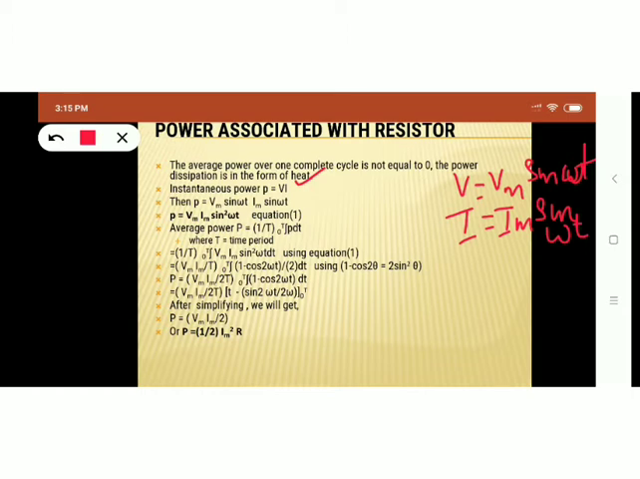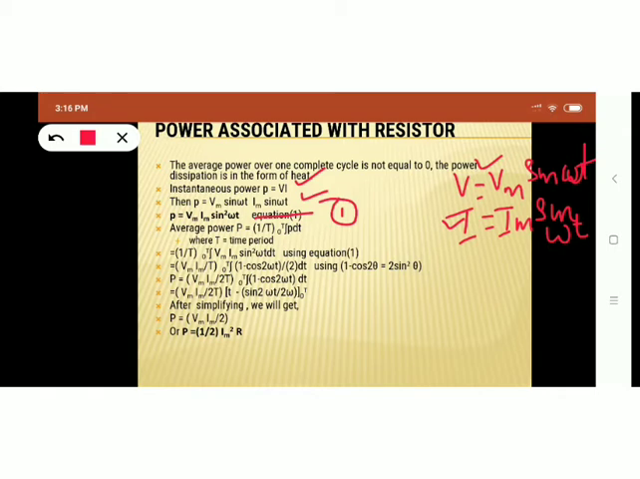So in the expression P equal to VI, substitute V equal to Vm sin omega t and I equal to Im sin omega t. So power P is equal to Vm sin omega t into Im sin omega t. Then write the amplitude first, so you will get Vm into Im. Sin omega t into sin omega t will be sin square omega t. So let this be our equation number 1.